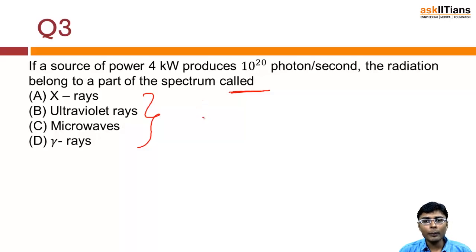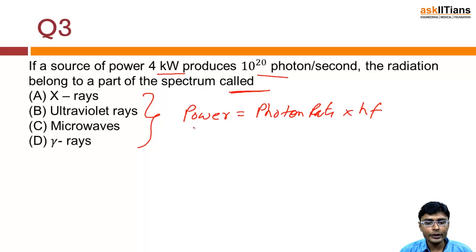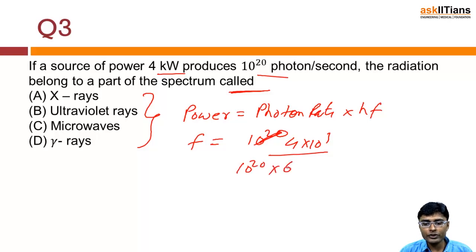So first of all, if we remember the relation between power, photon rate and the frequency, the relation is power is equal to photon rate into hf, right? So from here the frequency will be equal to power, that is 4 kilowatt, divided by photon rate, that is 10 raised to power 20, and h is Planck's constant.